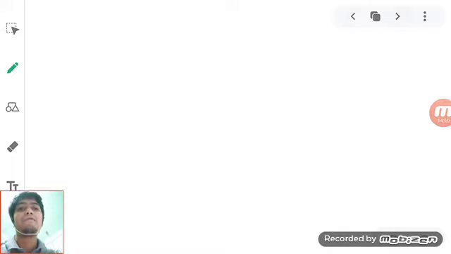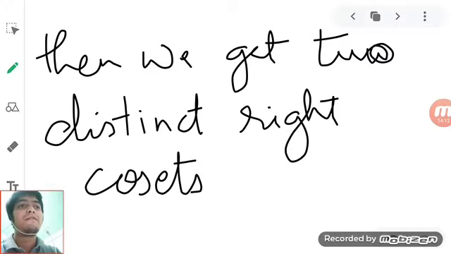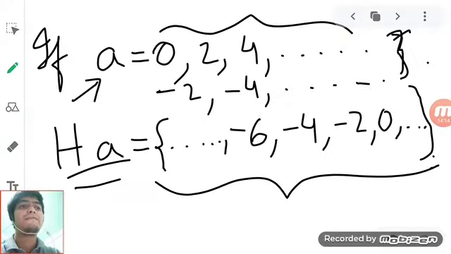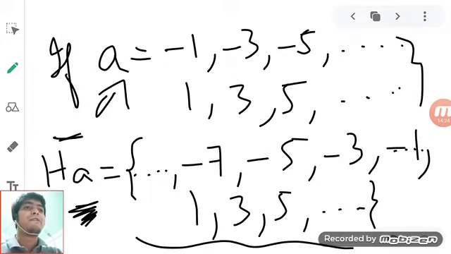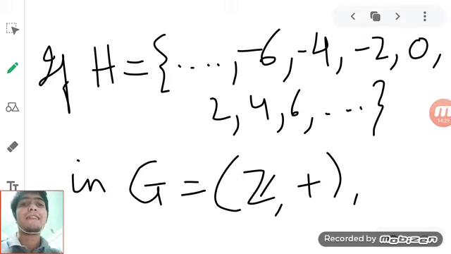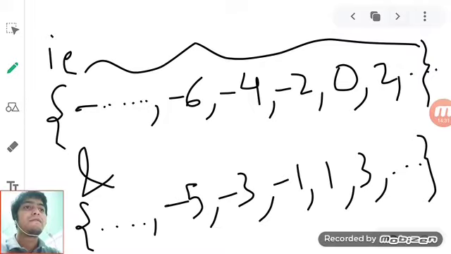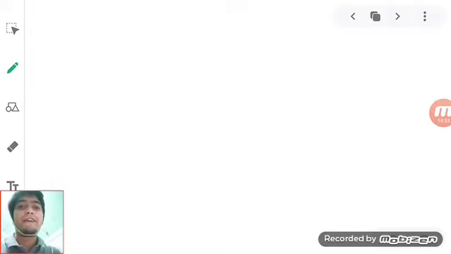Similarly, we can do left cosets, okay? But with left cosets, this A should be on the left hand side. Okay, whereas the procedure is the same. The procedure is the same, it's just that A is on the left hand side. Okay, so now let me define something.